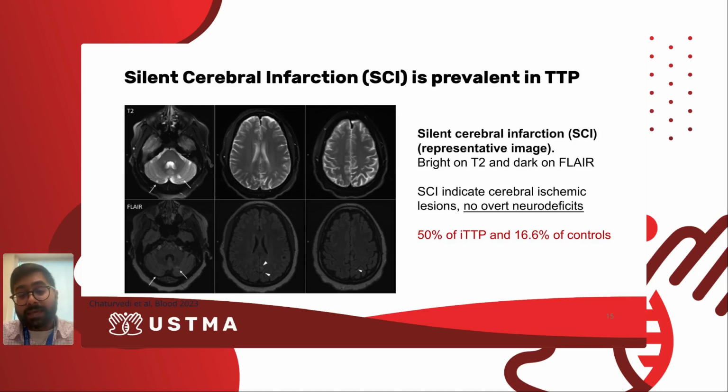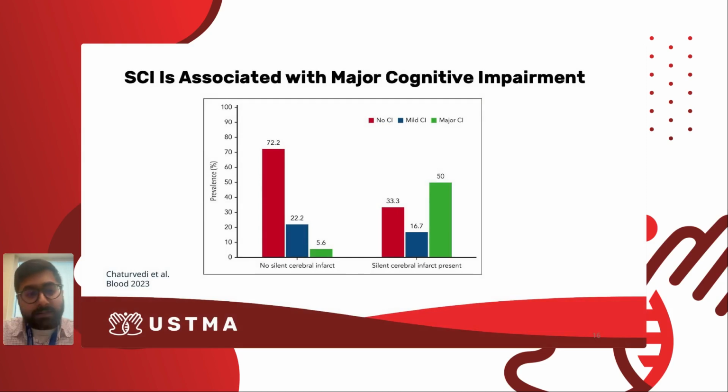brain MRI. Up to 50% of patients in the Johns Hopkins cohort were noted to have silent cerebral infarctions, and this is significantly different compared to just 16% of controls. When they looked at the association between silent cerebral infarction and major cognitive impairment, it's clear that silent cerebral infarction is significantly associated in particular with major cognitive impairment, as seen here by the green bar graph. This could explain why some of our patients have evidence of progressive neurological cognitive impairment as time goes on.